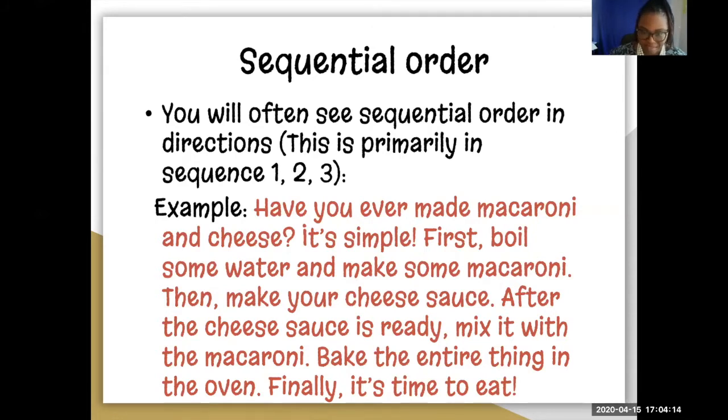Bake the entire thing in the oven. Finally, it's time to eat. And your job yesterday was to find those signal words, okay? I hope that you chose these ones. First, then, after, and finally were the sequential transitional words from yesterday, okay?